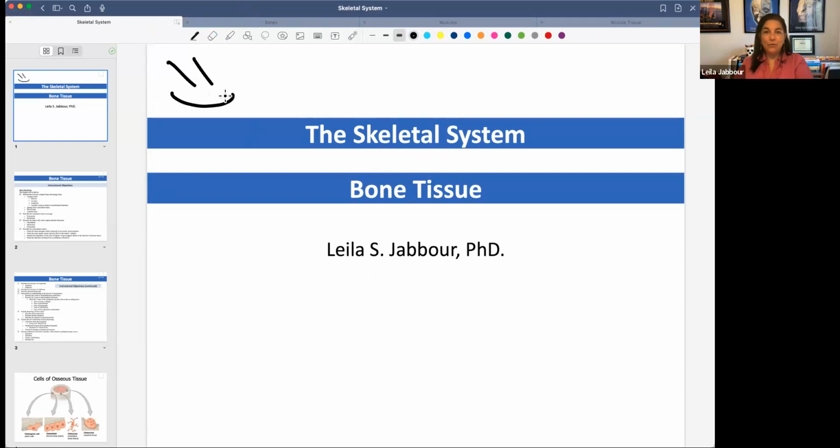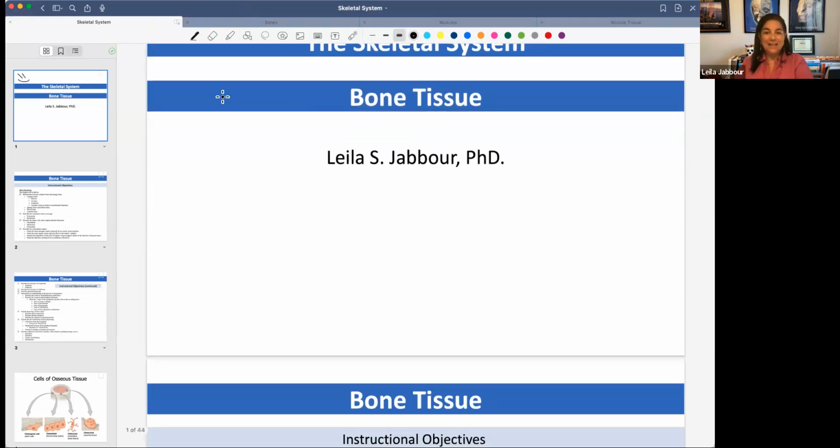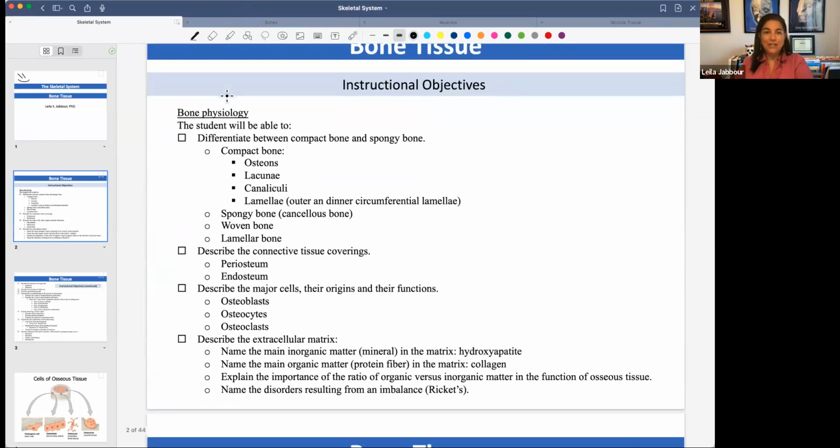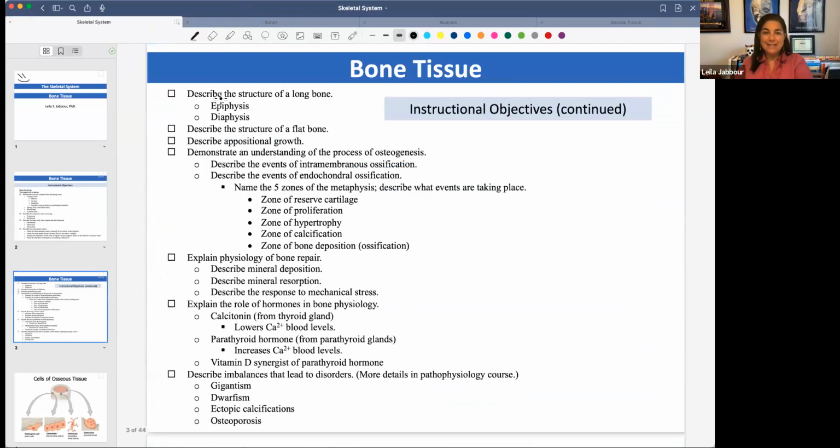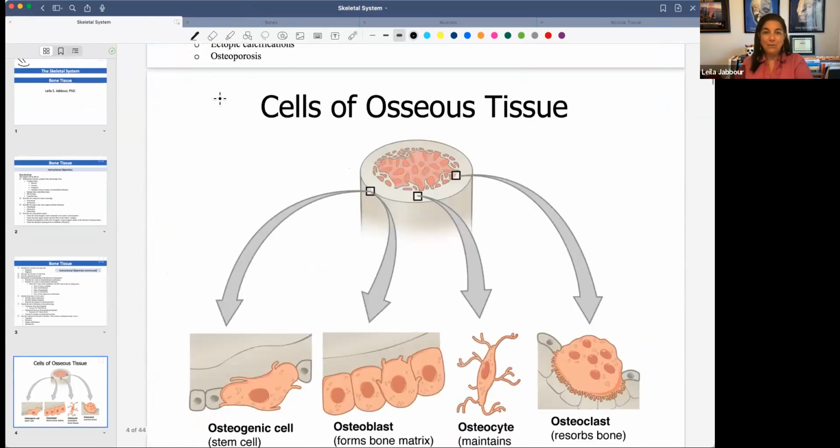We are going to go over bone tissue today. This is the list of instructional objectives, basically what I'm going to cover. And let's get going.